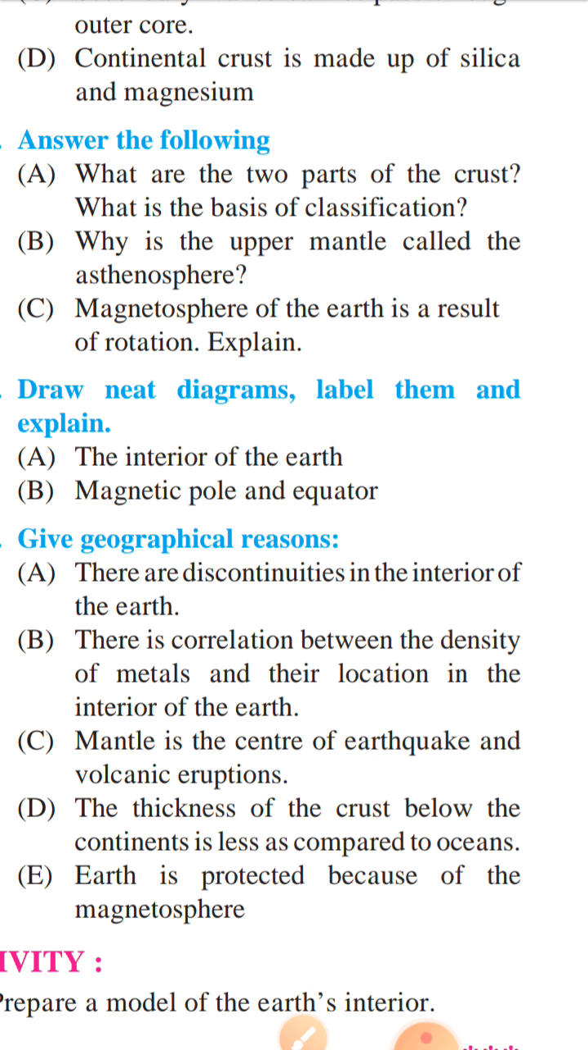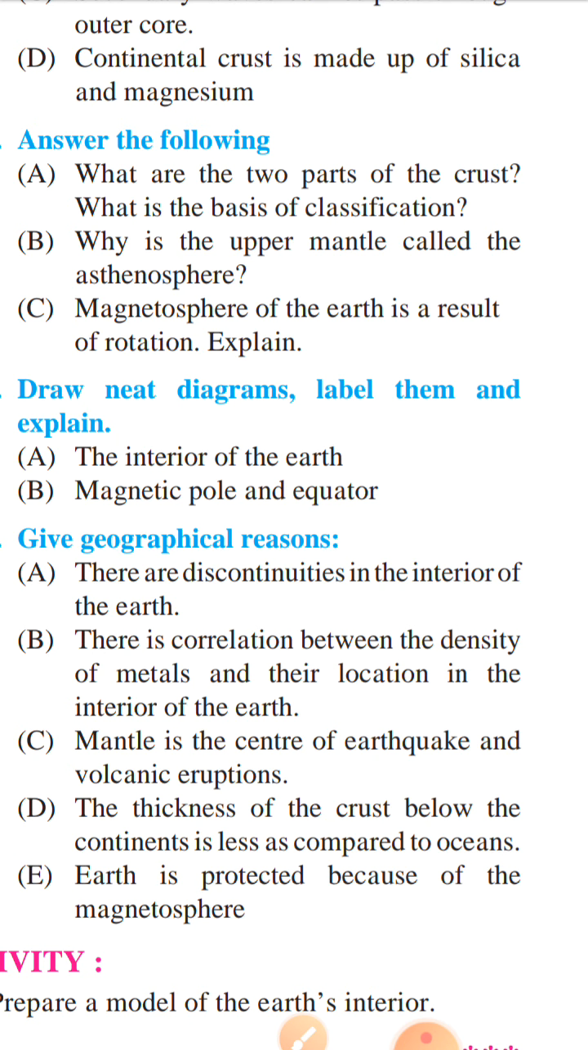Moreover, the metals like silica, aluminum, magnesium have lower density than nickel and iron. Hence, the lighter metals are found close to the surface while heavier metals are found in the deep interior of the earth. Silica, aluminum and magnesium are found in the crust layer, continental crust and oceanic crust, and these are light in weight.